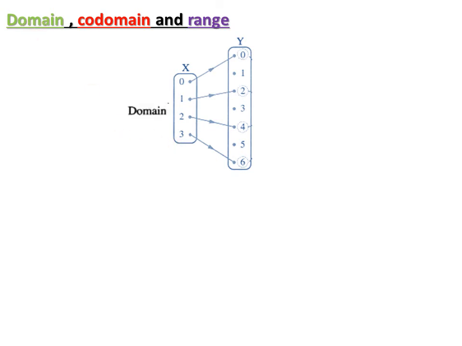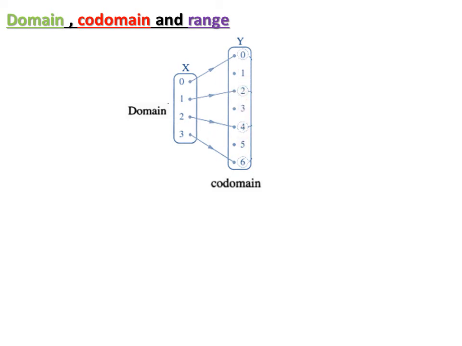So the elements of x are the domain of the function f. So the domain is 0, 1, 2 and 3. And in the opposite, the elements of the set y are called the codomain of the function f. So the codomain will be 0, 1, 2, 3, 4, 5 and 6.